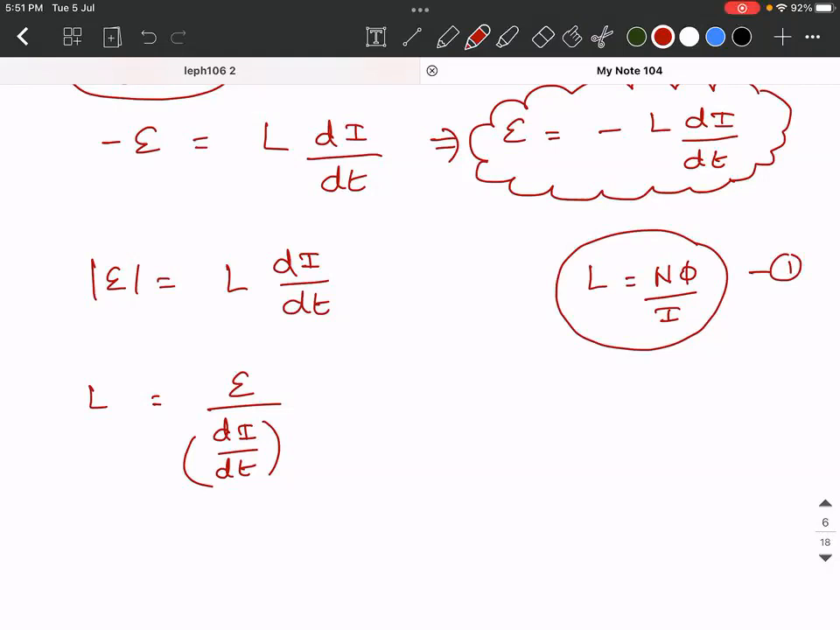This is one of the expressions for L. That is, if at all they give you in a problem the total magnetic flux and current, if you divide the magnetic flux with current, that should give you inductance. That is one way of finding. Suppose in the problem they give you EMF and di by dt. What is di by dt? It is the rate of change of current. Then that is also equal to inductance. Okay.